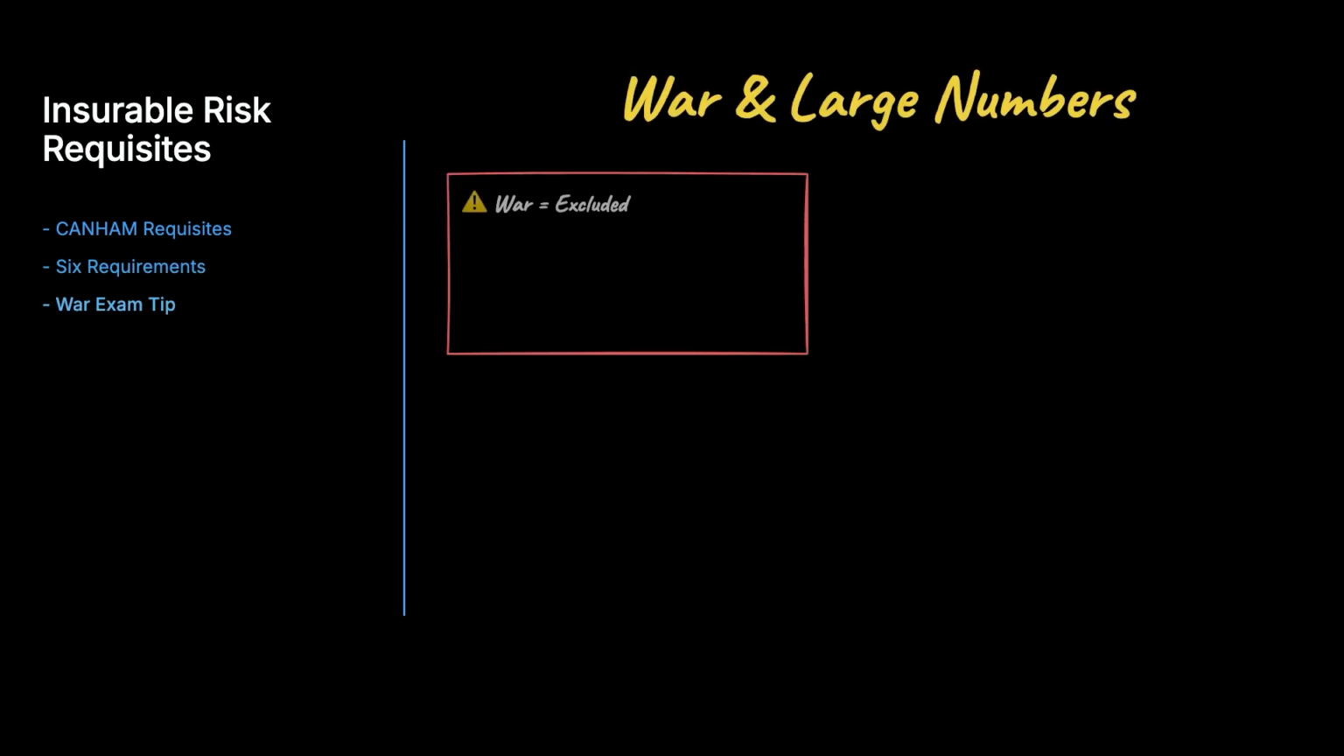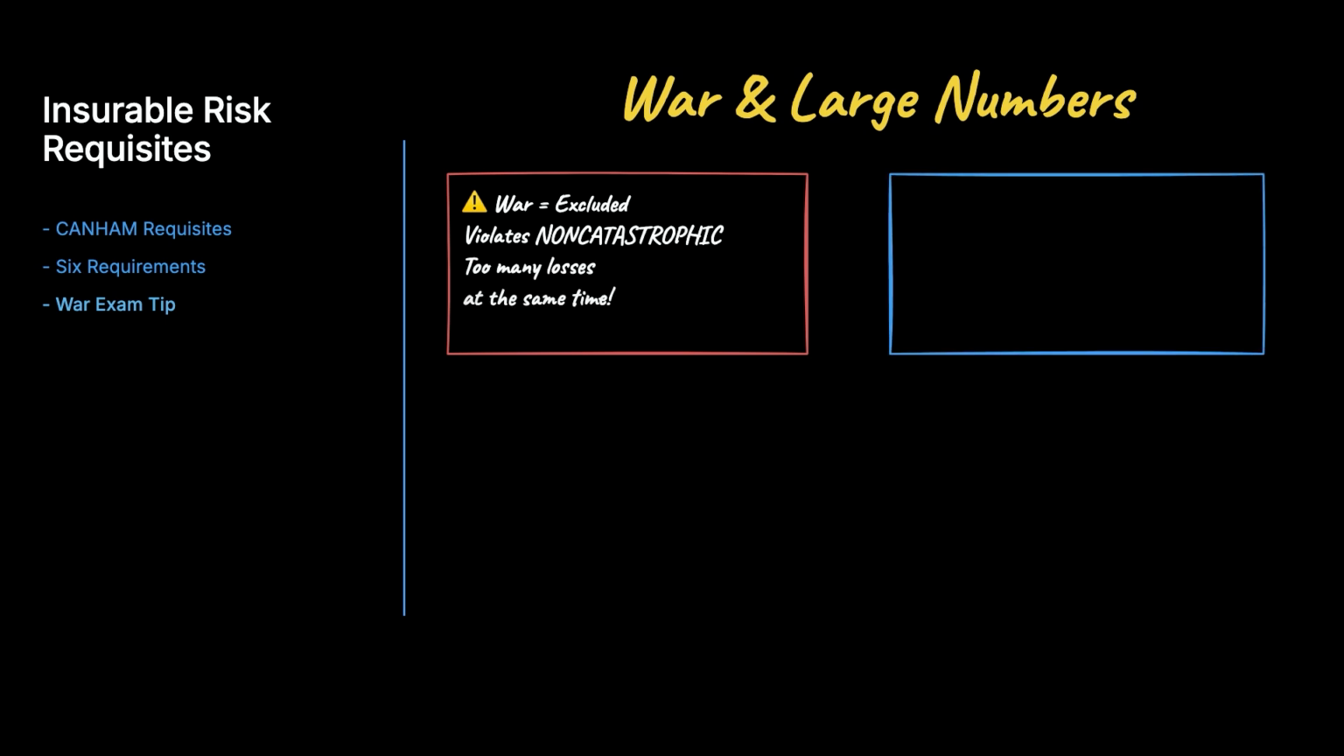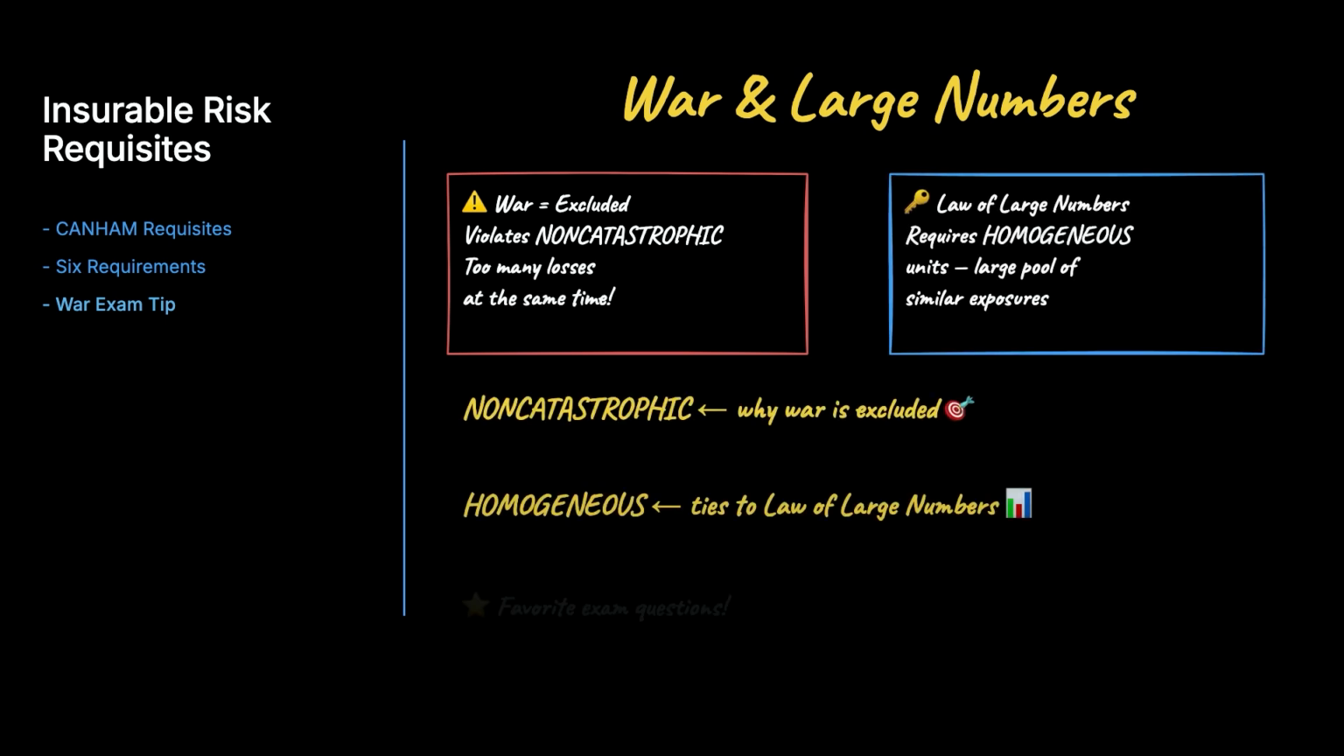Here's the part most students miss. Why is war typically excluded from policies? Because it would violate the non-catastrophic requirement, producing far too many losses at the same time. And which requirement ties directly to the law of large numbers? The homogeneous one, the need for a large number of similar exposure units. Those are favorite exam questions.